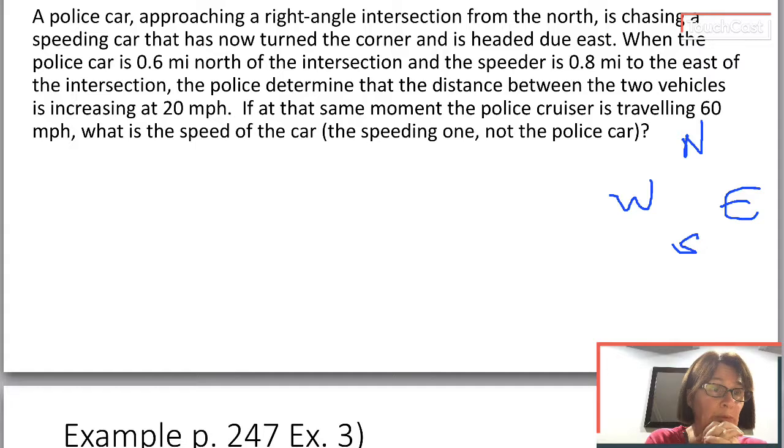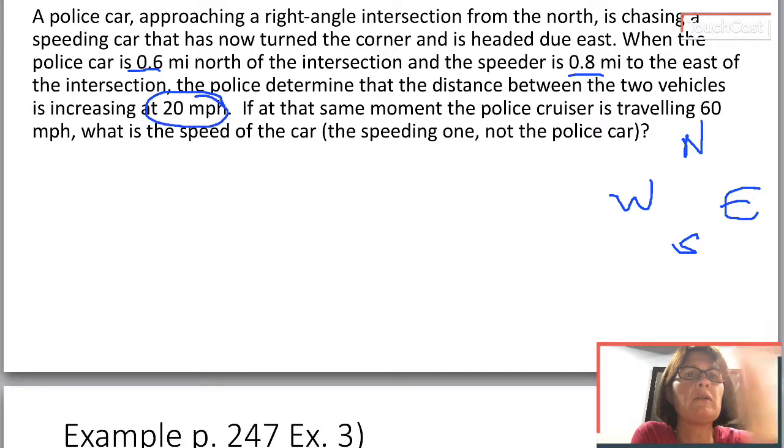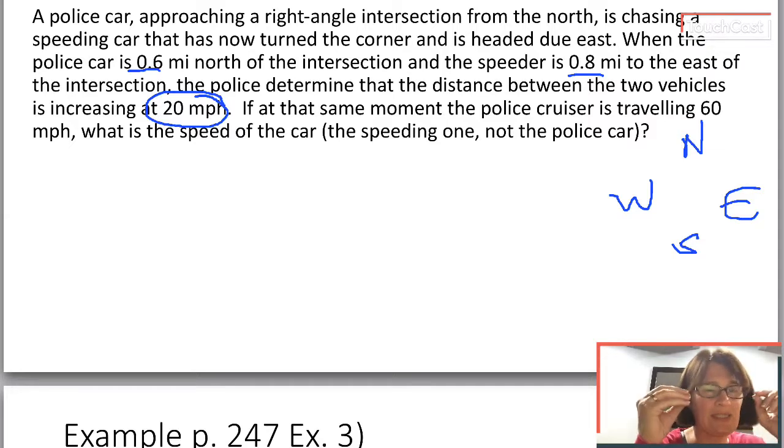Okay, so what do we need to know? What do we already know? We know some distances. When it's time to freeze the picture, we know where we can freeze the police car and the speeding car. We do have one rate of change. Speed is a rate of change, right? It's a rate of change of distance. So the rate at which the distance is changing, and they tell us the distance specifically is increasing, is 20 miles per hour.